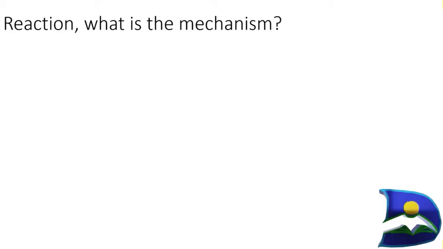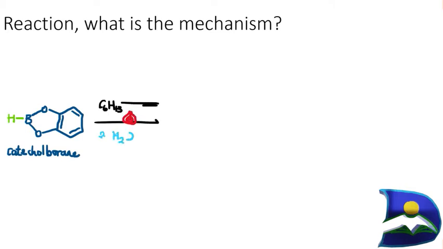So looking at the highlight here, the question is, what is the mechanism? Given this type of reactant, which is called the borane, and this is done in the presence of our octyne, in the presence of heat and water, you form an intermediate A. So our job is to determine what the intermediate is.